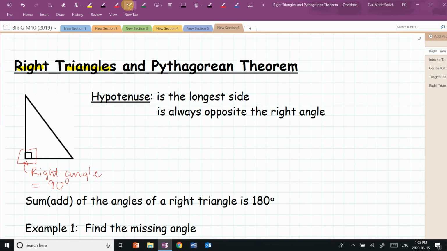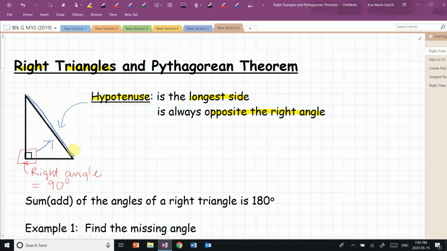Now, another thing that we need to know is what the hypotenuse is. The hypotenuse is the longest side. And the way to find the hypotenuse is that it is always opposite the right angle. So if I were to go to the right angle and draw an arrow away from that, this side here is the hypotenuse, right? It is the longest side, always opposite the right angle.